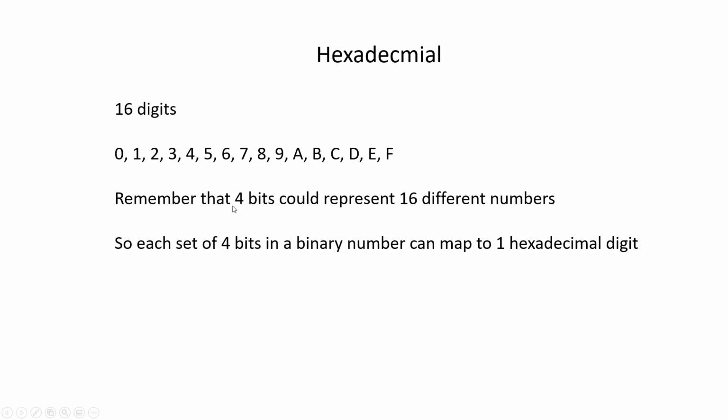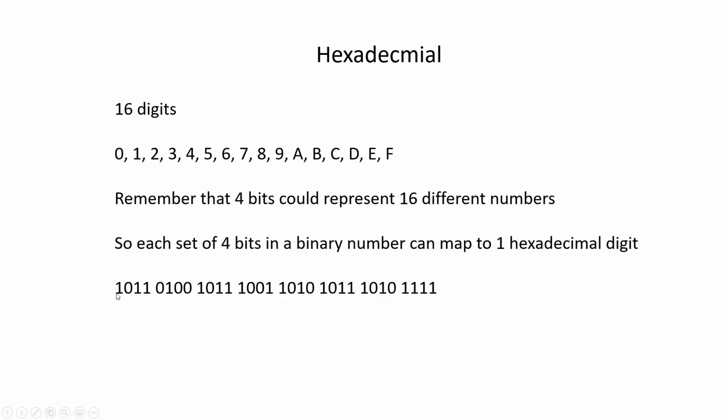So remember that if I had 4 bits, I could represent 16 different numbers. A couple slides back, I had the 2 times 2 times 2 times 2. What this tells me is that for each set of 4 bits in a binary number, I can map it to one hexadecimal digit and take that 32-bit number that was a mouthful to read off and shorten it up significantly. So here it is. Here's that number. Let's go through and take a look at this.